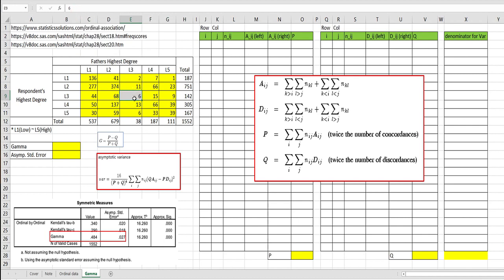From 6's point of view, the left part for Aij is this area, and the right part for Aij is this area. Also, from 6's point of view, the left part for Dij is this area, and the right part for Dij is this area. Is that clear?